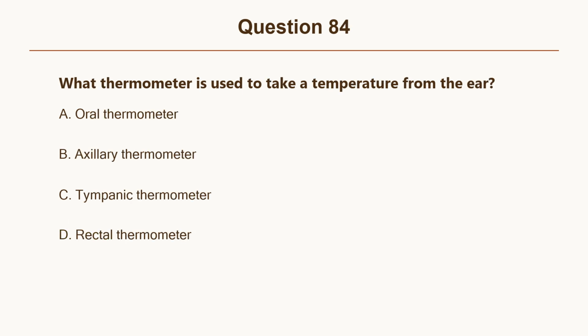Question 84. What thermometer is used to take a temperature from the ear? Option A, oral thermometer. Option B, axillary thermometer. Option C, tympanic thermometer. Option D, rectal thermometer. The correct answer is option C, tympanic thermometer.